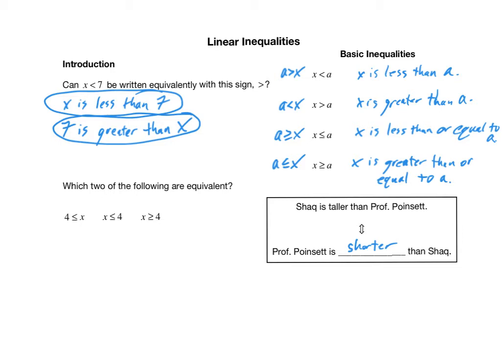Well, 4 is less than or equal to x. If I want to rewrite that with the x on the left-hand side, I would also need to flip this sign. So from less than or equal to, it would have to switch to greater than or equal to. So these two are the same. 4 is less than or equal to x is the same thing as x is greater than or equal to 4. These are the four basic inequalities. We also have compound inequalities. We'll look at those on the next slide.